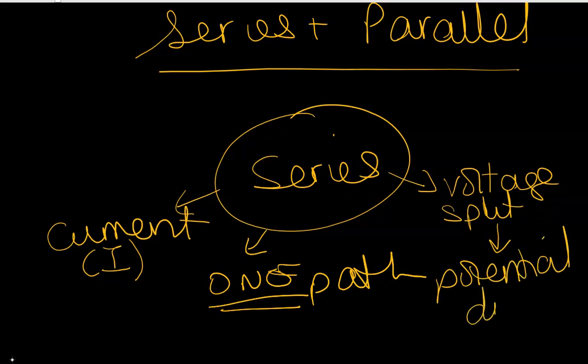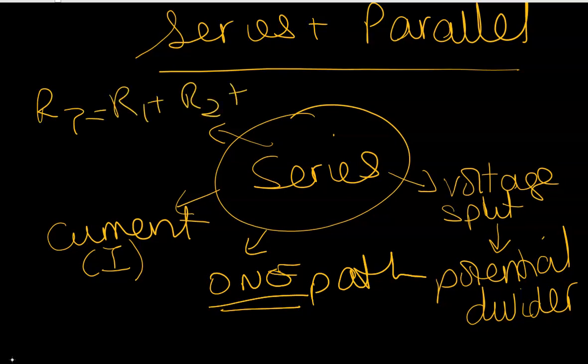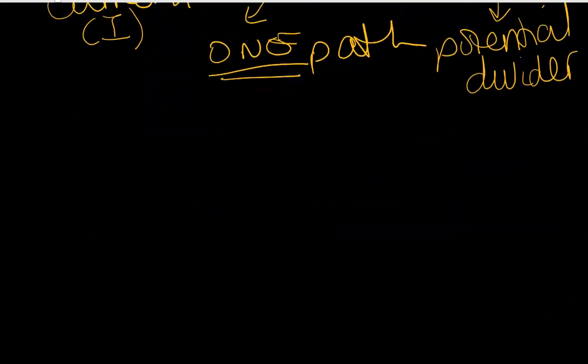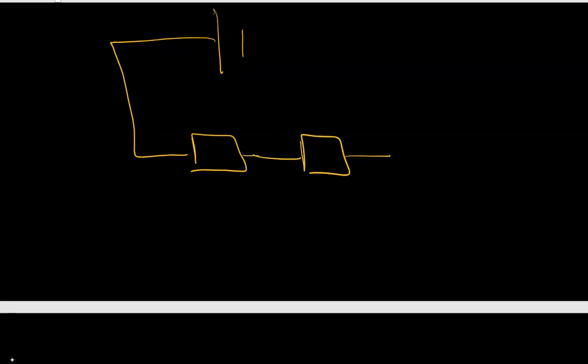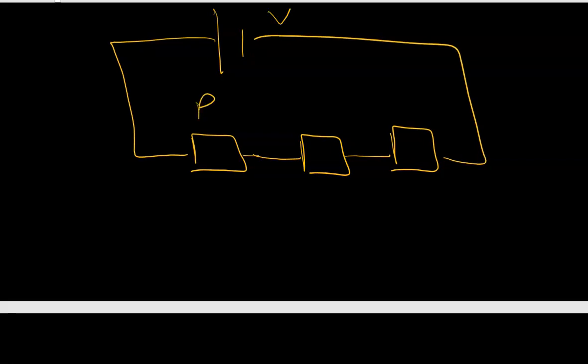One of the main things you have to understand is that the current is the same but the voltage is different. To determine the total resistance, it is the sum of the individual resistances in the circuit. So here I have my typical series arrangement, with three resistors connected one after the other. I call them R1, R2, and R3. The current is the same at any point in the circuit.